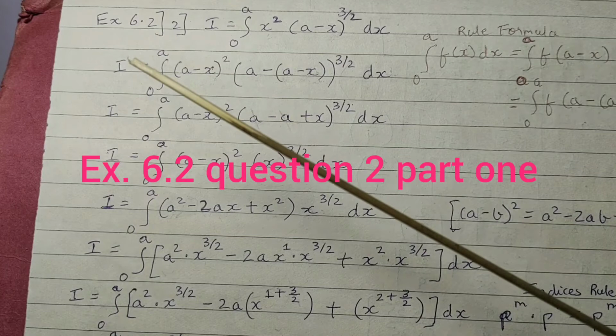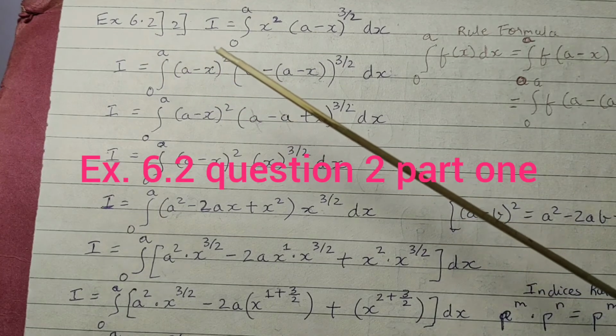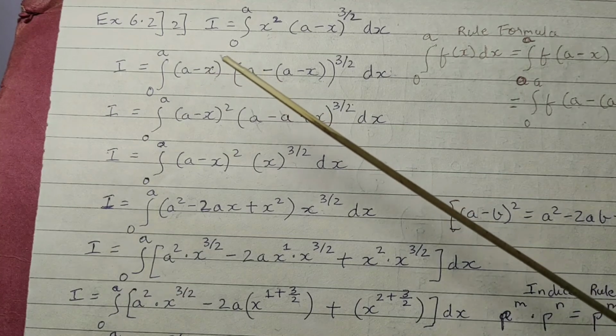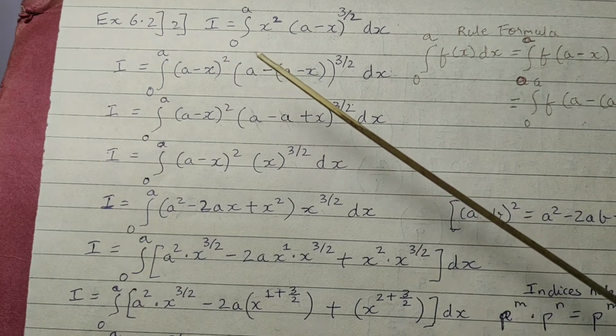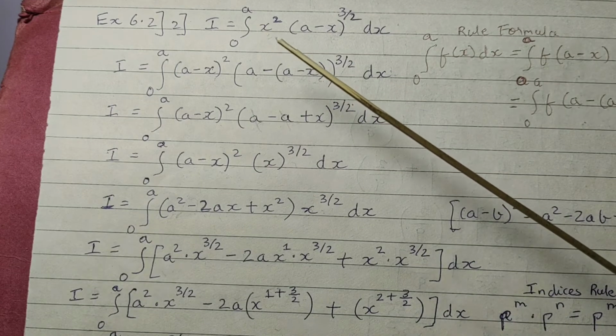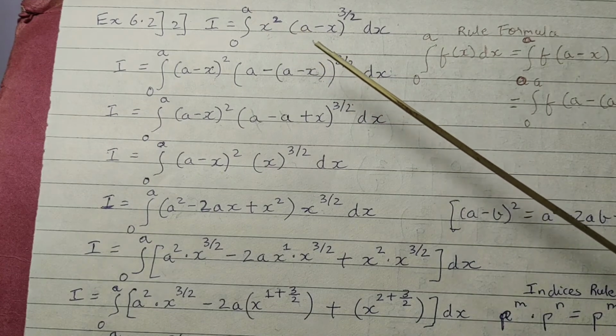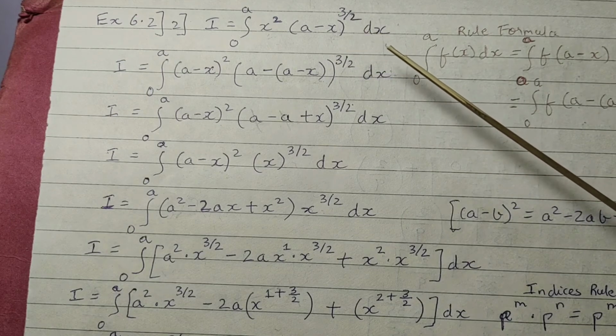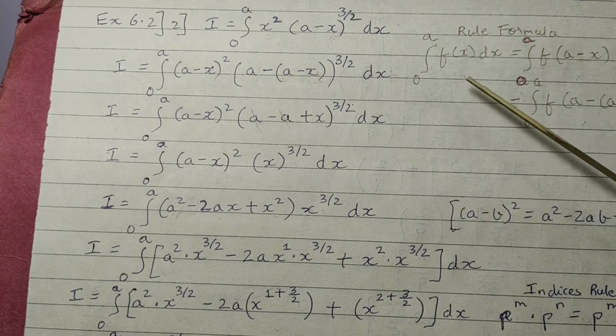6.2, the second one. This is the second problem. I is equal to the integral with lower limit 0 and upper limit a, of x (a minus x) raised to 3 by 2 dx. So we can use this formula.